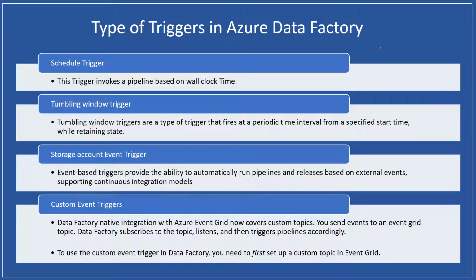Based on current updates from Microsoft, there are four types of triggers available in Azure Data Factory. The first one is the schedule trigger. This is the basic trigger and the first one.